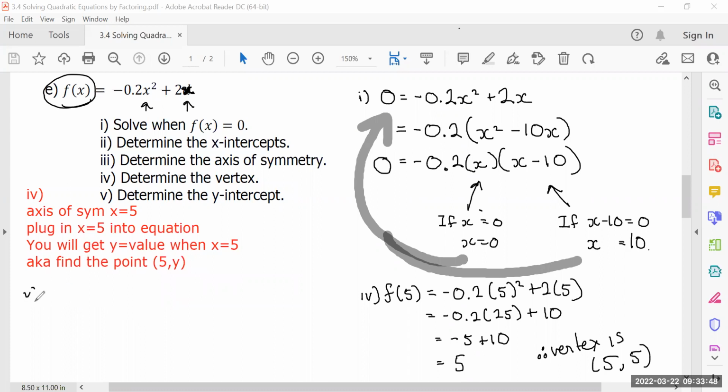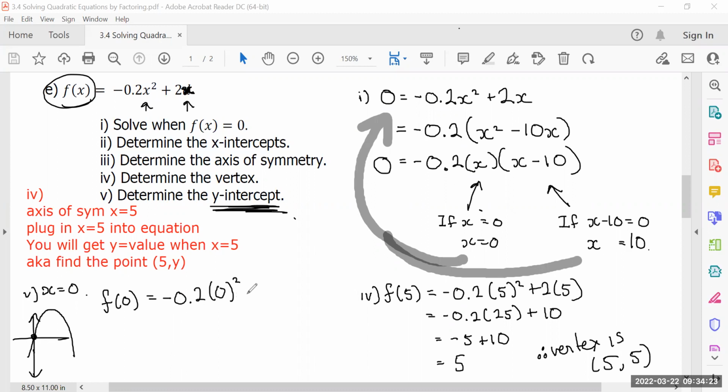Determine the y-intercept. If you recall in one of my lessons, y-intercept automatically means that the x value is 0. Graphically speaking, that is my y-intercept, cutting through my y-axis. So the x value is always 0. So what is the value when x is 0? You could probably guess because we already identified what that point is.